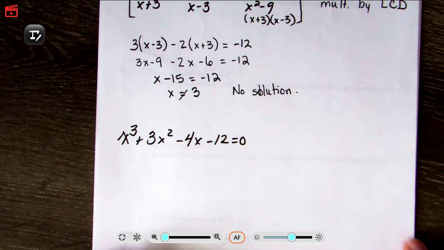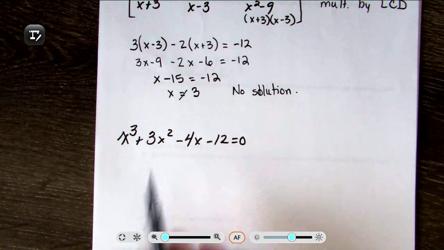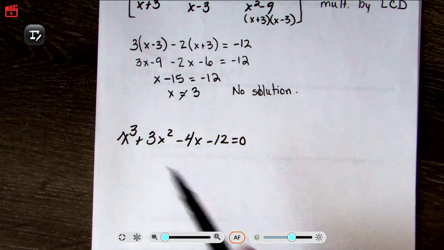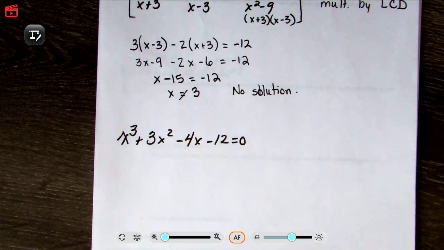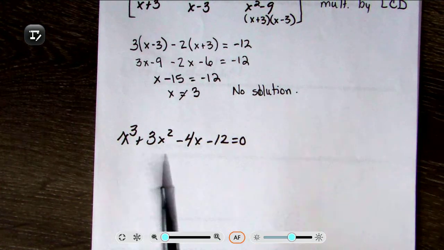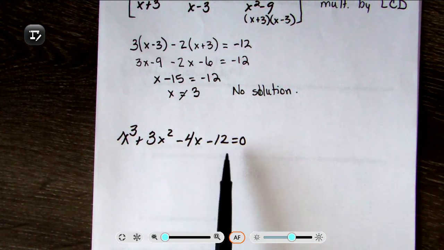Here's another problem. Here we have x cubed plus 3x squared minus 4x minus 12 equal to 0. Anytime we see a power higher than 1, so an exponent like squared or cubed, our technique is going to be to set it equal to 0 and try to factor it. Like the quadratic, we try to factor first. This is a cubic, and we will learn and spend more time with cubics later on, but we'll also notice this has 4 terms.